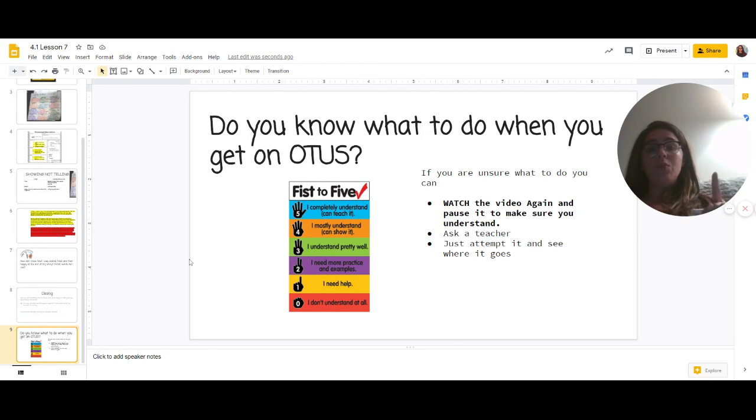Do you know what to do when you get on Otis? If you are unsure what to do, you can watch the video again and pause it to make sure you understand, ask a teacher, or just attempt it and see how well you do. Just don't leave anything blank. Make sure you complete the ending of your story. We can always make it better in the next few days.